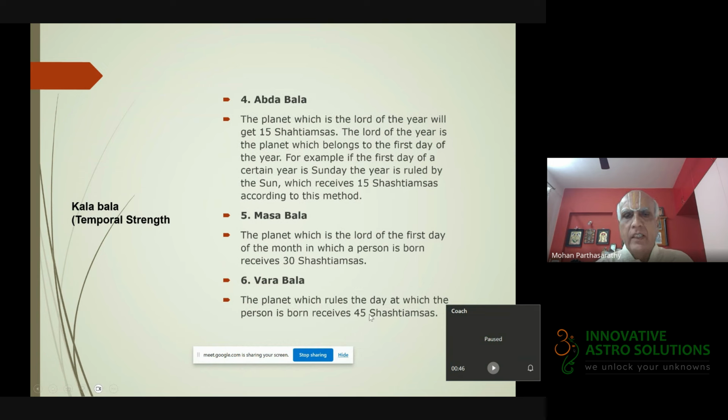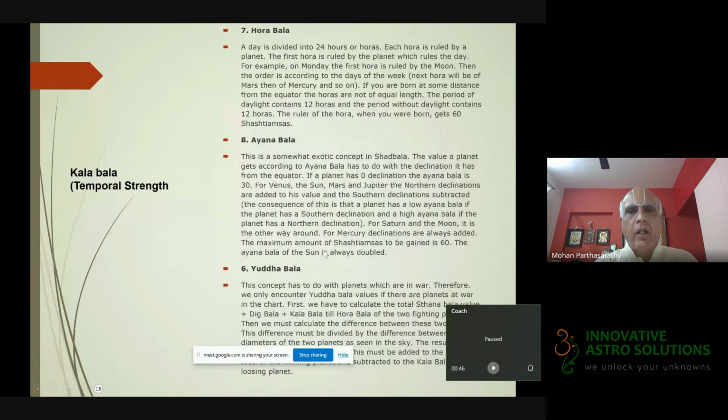Same way, Varabala. If a person is born on a particular day in the week, each day in a week is assigned to a planet from Sunday, Sun, to Saturday, Saturn. So in that order, accordingly when a person is born, the person receives 15 Shashtiyamsas for those respective planets. This is regarding the Varabala.